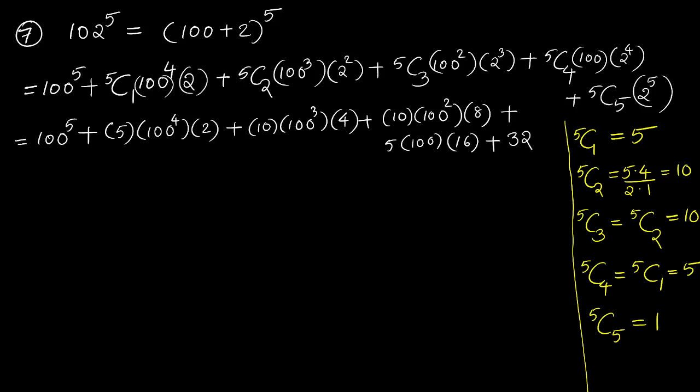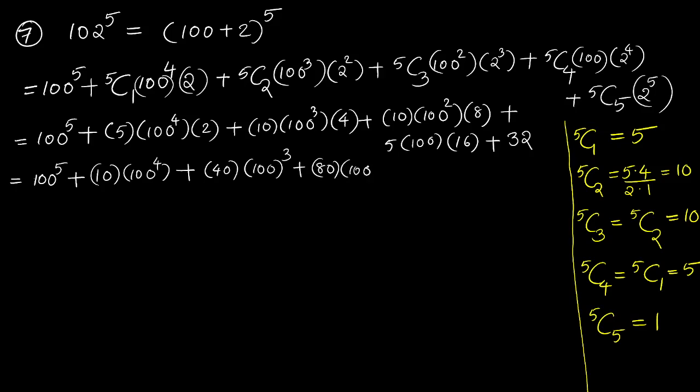You have to do the addition carefully. Let me write some extra steps. 100 raised to 5. 2 into 5 is 10, 10 into 100 raised to 4. Here 10 into 4 is 40, into 100 cube. 80 into 100 square. 5 into 16 is 80, into 100. And 32. We have to add all these numbers. You must be careful when we add all these terms.